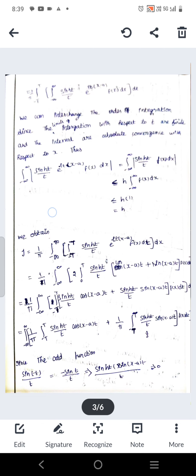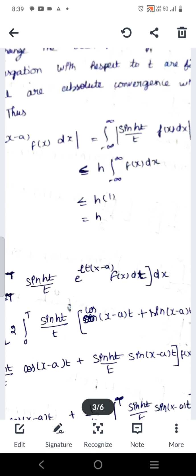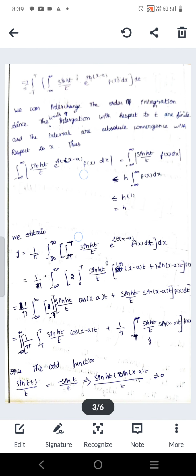We already know that the modulus of e power itx is 1, so the next term we neglect. Another term, sin(ht) by t, is bounded by h, since modulus of t is less than h, as we have assumed. And the other term we already know is 1, so h times 1 is h. Taking the absolute value with respect to x on the interval, we get this term.